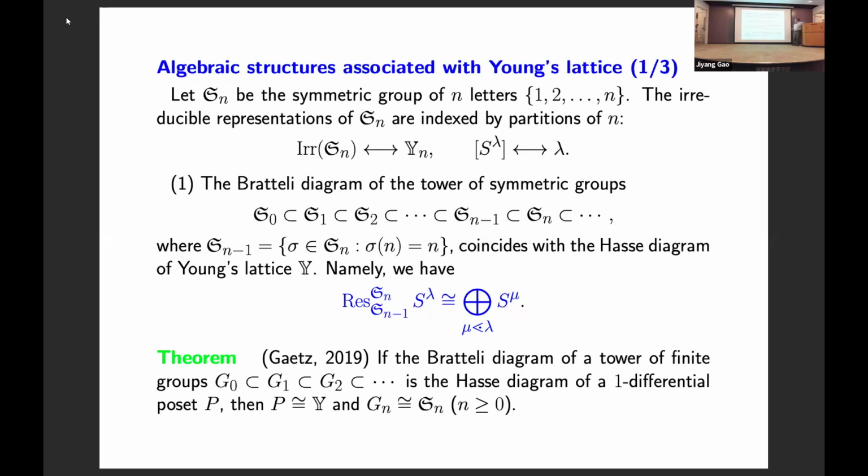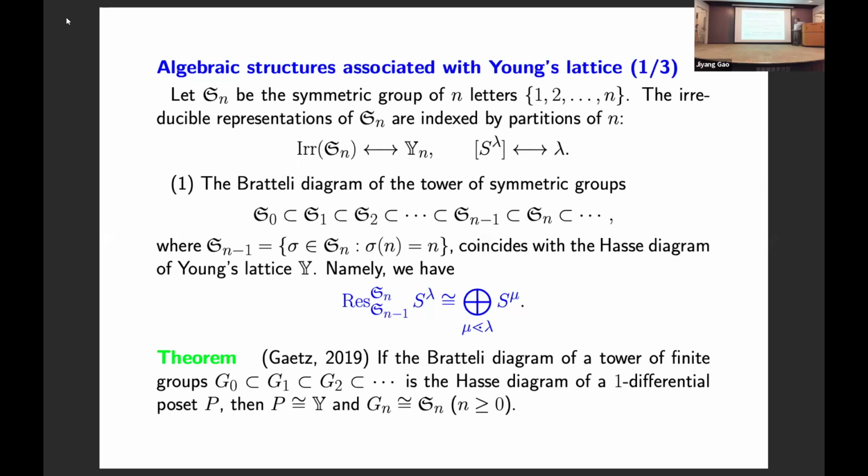We denote by V_lambda the corresponding irreducible representation with the partition lambda. Then the Bratteli diagram of the tower of symmetric groups, S0 and S1 are one-element groups, S2 is a group of order two, and so on. Then S_{n-1} is the subgroup of S_n fixing the last vector n. Then this Bratteli diagram of this tower coincides with the Hasse diagram of the Young lattice.